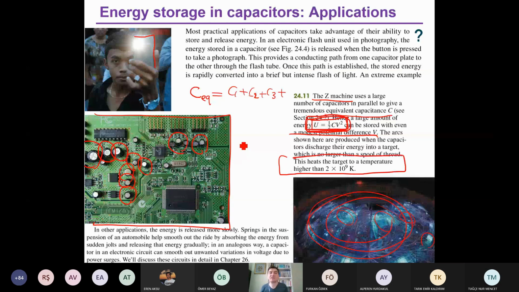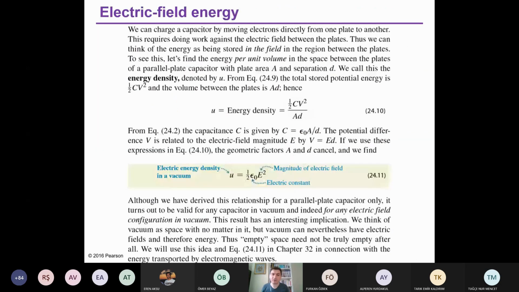And let me finish this part with the electric field energy, how to store energy in the electric field in the capacitors, and what is the relation between the electric energy density and the electric field in the capacitors. We have a term, the energy per unit volume, with the small u. It is also called the energy density. Energy density, what is it? This is the energy per volume.